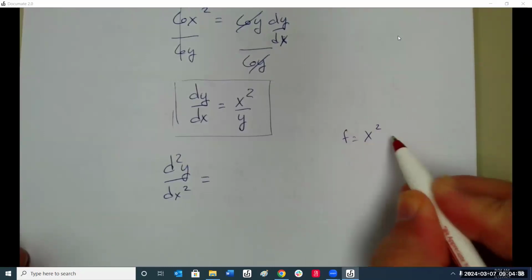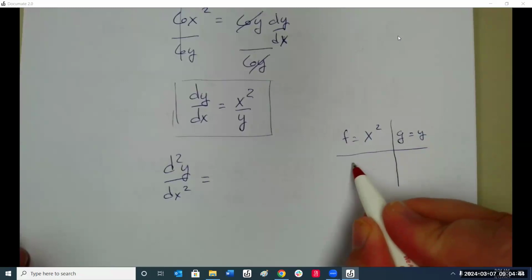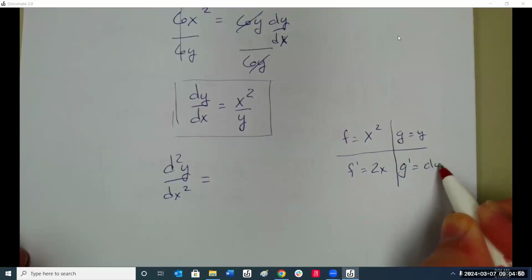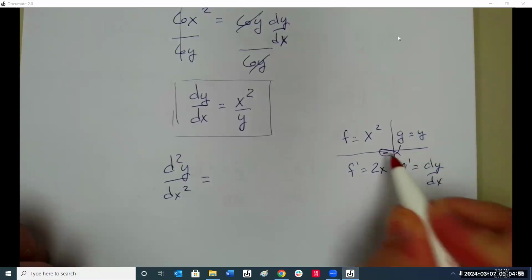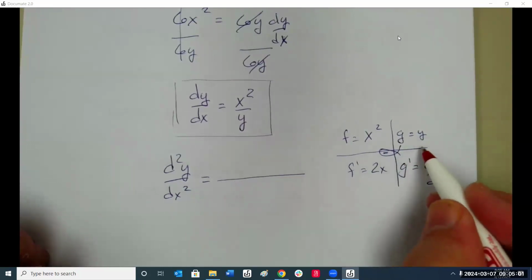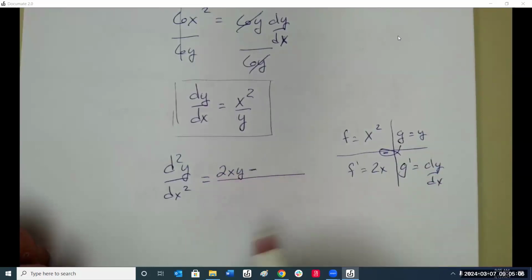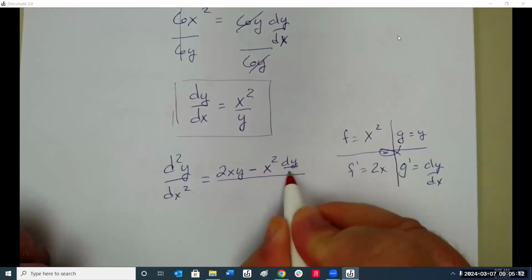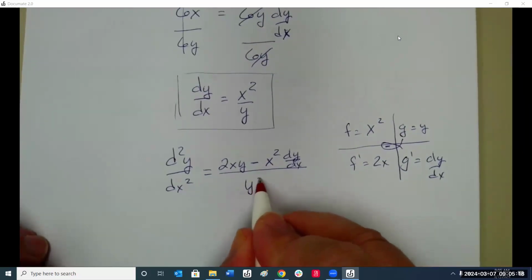This is f, g. F prime is 2x. G prime is 1 dy/dx. And we subtract. Since it's a fraction, we just subtract. 2x times y, so 2xy, minus x squared dy/dx over what? y squared. Whatever's on the bottom, you square it.